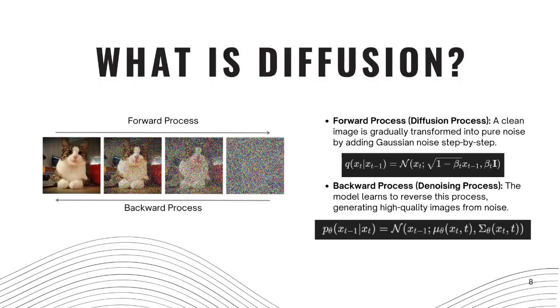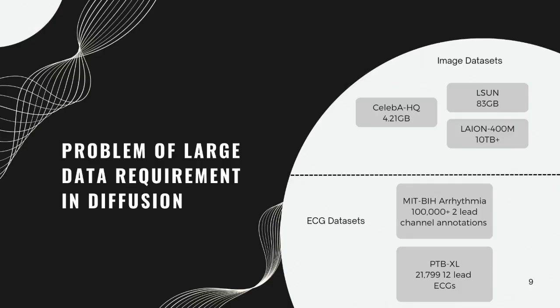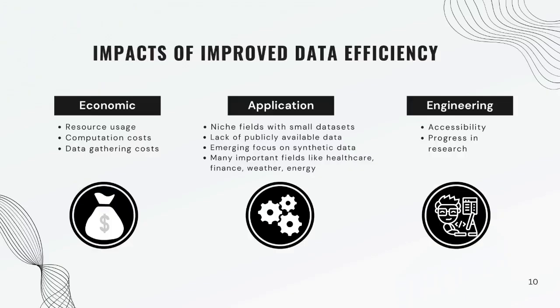It's a two-part process. Noise is added step by step, then reversed by the model to generate realistic data. But it needs massive datasets. Image datasets are huge, while rare ECG datasets are limited. Improving data efficiency means lower compute and data costs. This helps healthcare, finance, and other fields with limited data.